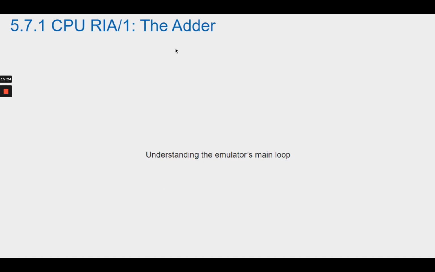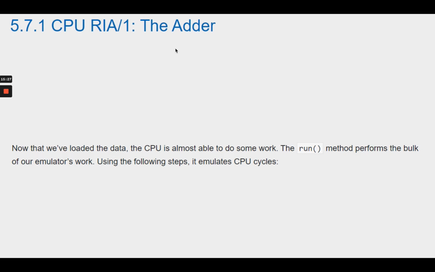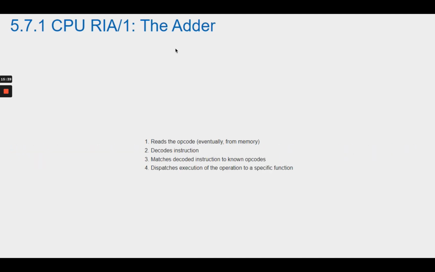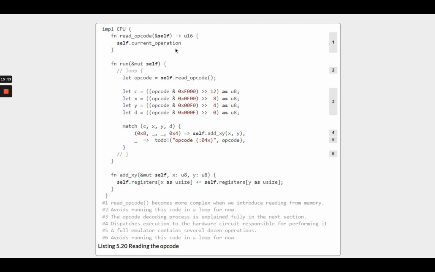Understanding the emulator's main loop. Now that we've loaded the data, the CPU is almost able to do some work. The run method performs the bulk of our emulator's work. Using the following steps, it emulates CPU cycles. 1. Reads the opcode, eventually from memory. 2. Decodes instruction. 3. Matches decoded instruction to known opcodes. 4. Dispatches execution of the operation to a specific function. The following listing, an extract from listing 5.22, shows the first functionality being added to the emulator.